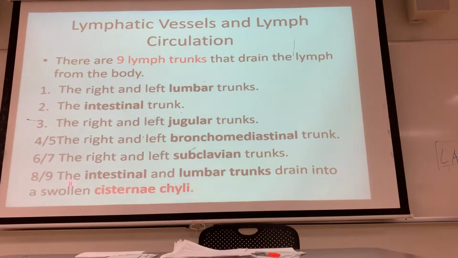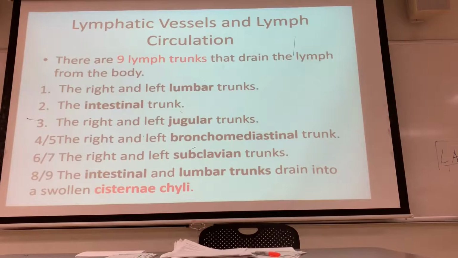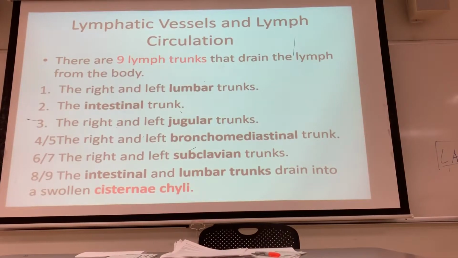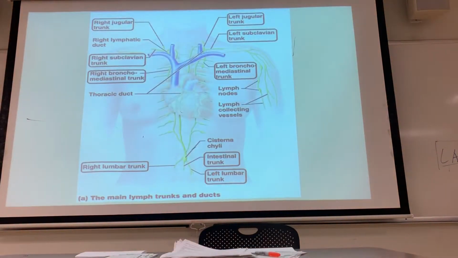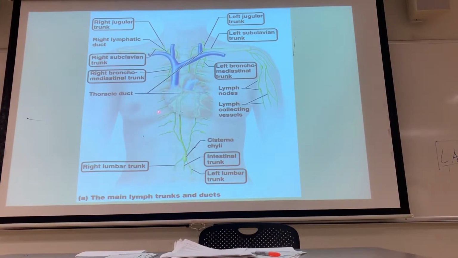Again, do not forget this word, cisterna chyli. It's like the chylomicron cisterna chyli. If you look here, this is your superior vena cava, blue, and your inferior vena cava here. These are the vessels that will bring the lymph into the blood. Right side is your lymphatic duct, left side is your thoracic duct.